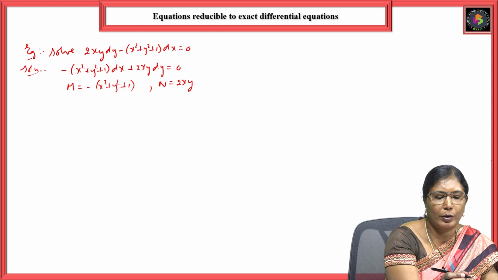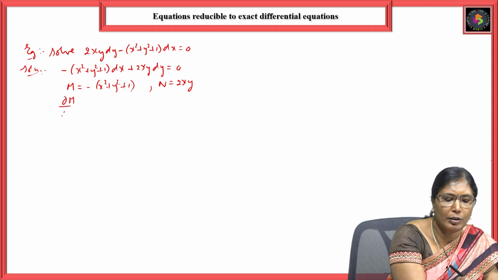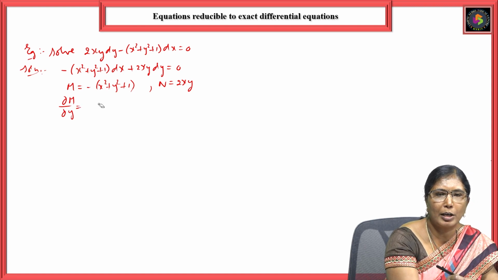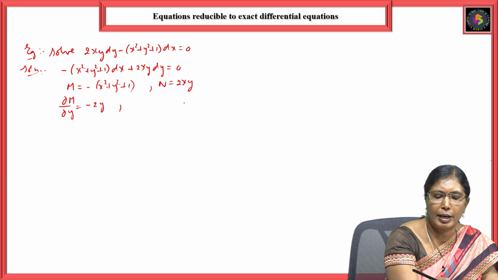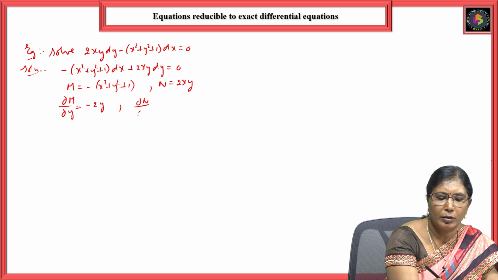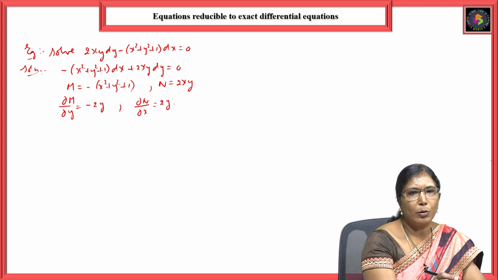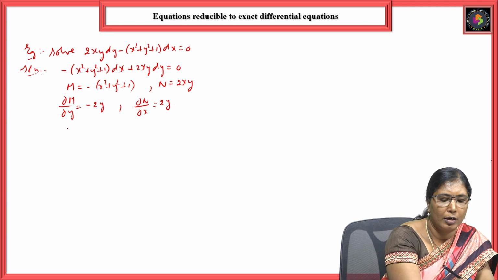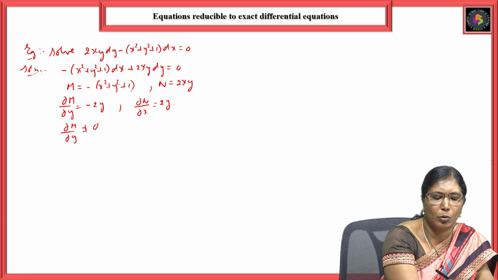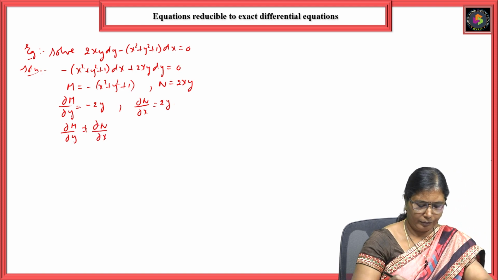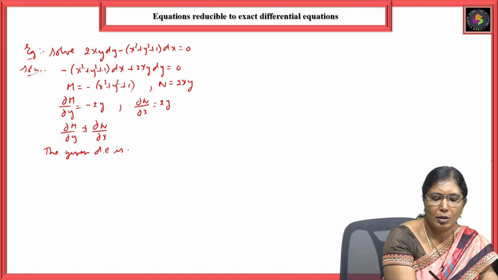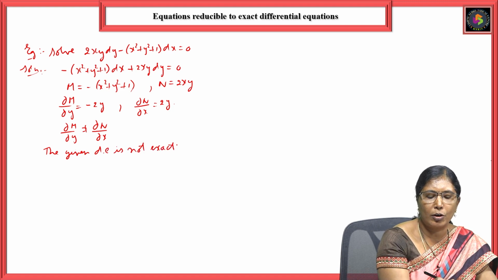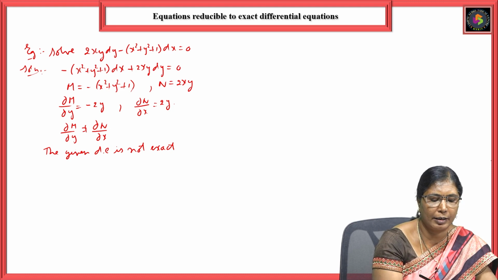Now we'll check whether it is exact or not. Differentiate M partially with respect to y, so we get minus 2y. Differentiate N partially with respect to x, ∂N/∂x is equal to 2y. So you get ∂M/∂y is minus 2y and ∂N/∂x is 2y. So ∂M/∂y is not equal to ∂N/∂x, and the given differential equation is not exact. So if it is not exact, we have to make it exact by multiplying by an integrating factor.